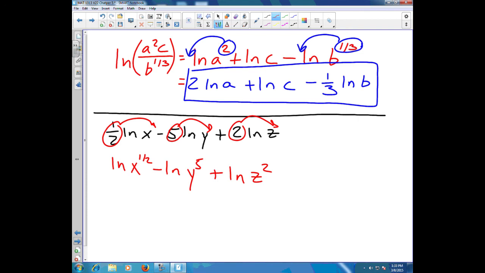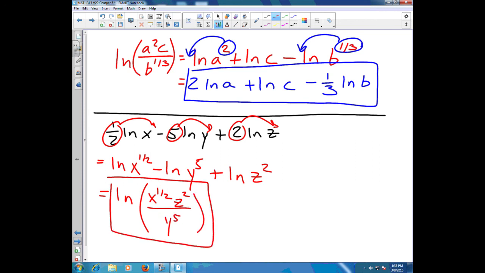And now we can use the product and quotient rules together to combine them all into one logarithm. And just remember, the positive ones go in the numerator, and the negative one goes in the denominator. And that would be our natural logs, to condense the thing down.